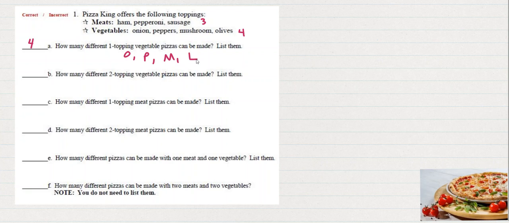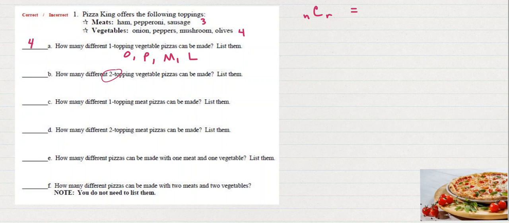How many different 2-topping vegetable pizzas can be made? Well, here's where we're going to apply a little bit of the counting principle. And there's 2 ways we could do this. So to start with, if we were thinking through putting toppings on a pizza, it doesn't matter which of the vegetables we put first, it'd be the same. So this is a combination. It's not a permutation. A permutation is where we have an ordered arrangement, but a combination of 4 different toppings selected 2 at a time.